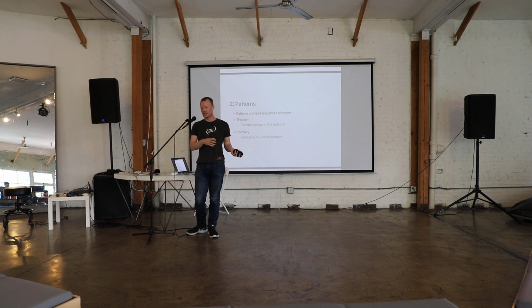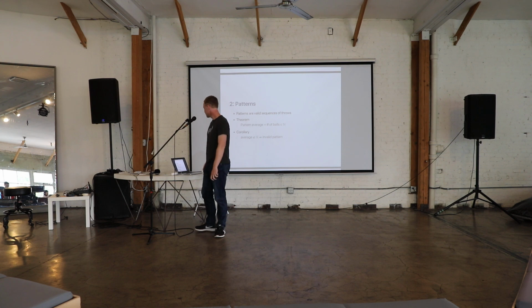So if you start from the ground state and you can show that you get all patterns this way, then you know the average has to be the same as the average of the ground state, and the average of the ground state is the number of balls.